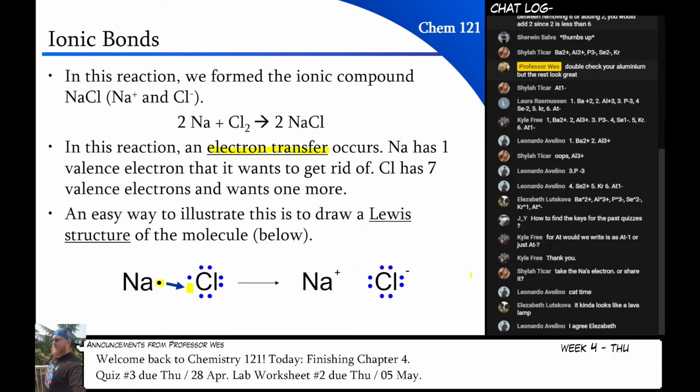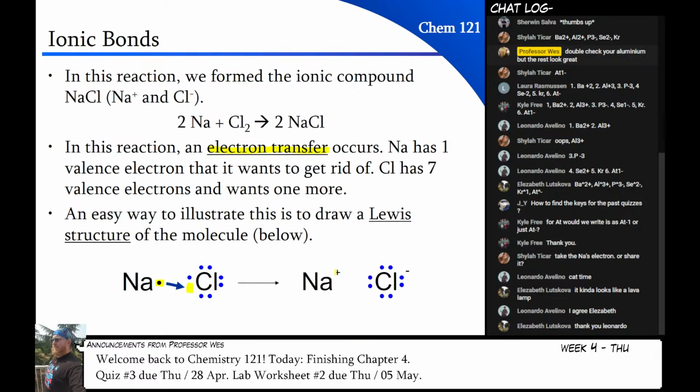And then what happens? Well, I have opposite charges. What do opposite charges do? They attract to each other.